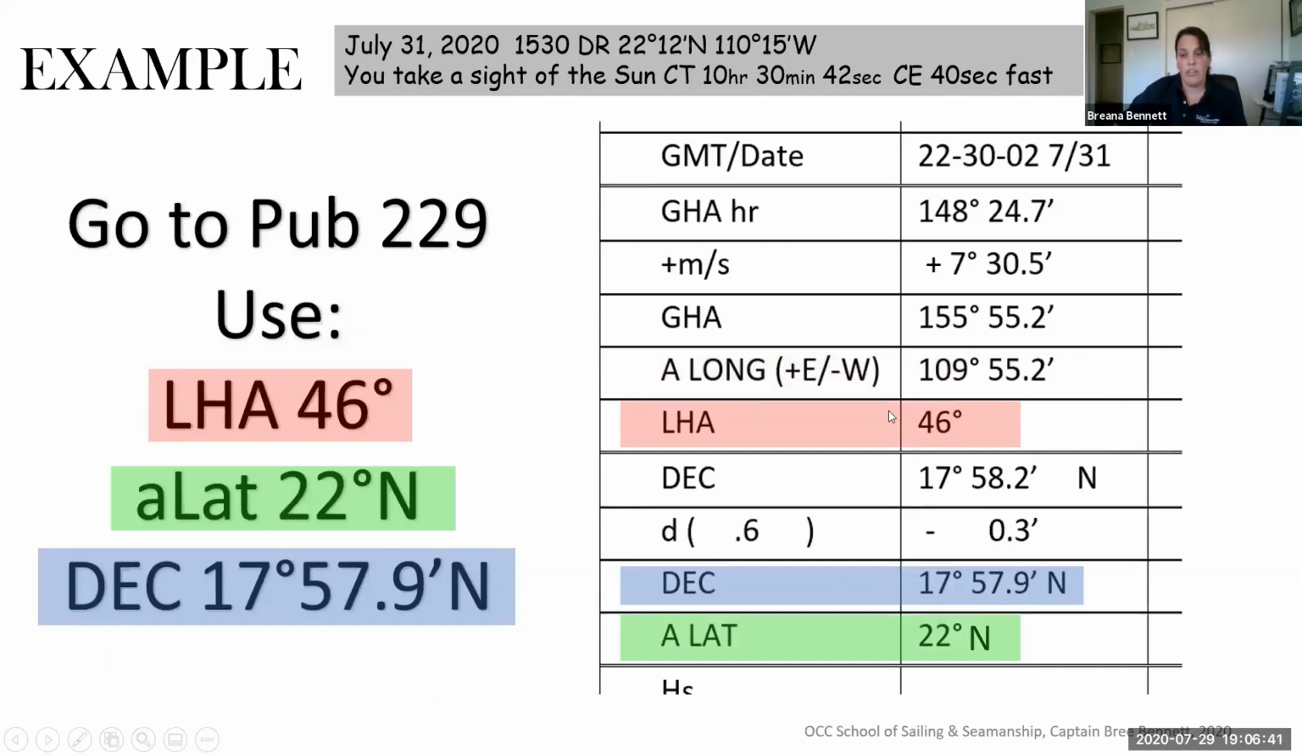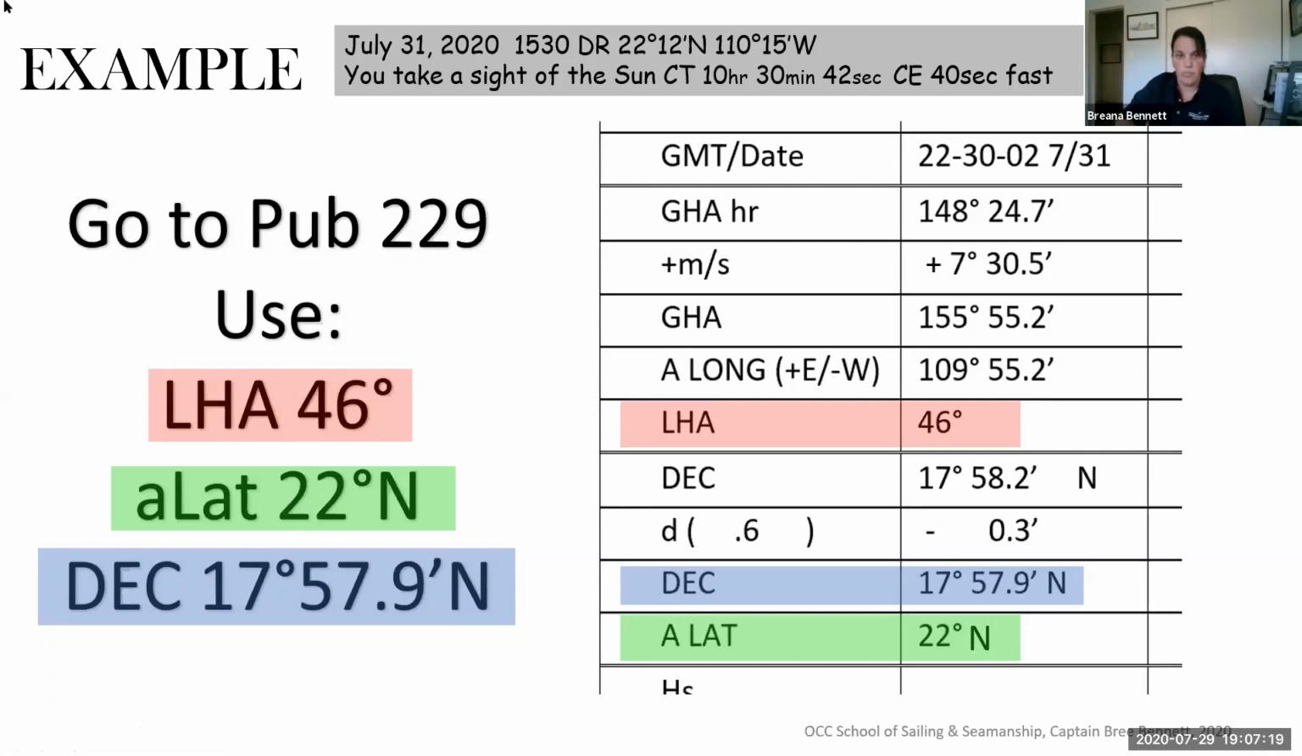Okay. So now we have the 3 values that we could go into Pub 229 with. We have LHA, latitude, and declination. My LHA and latitude are in whole degrees, so the only thing that I'm interpolating is my declination. So I'm just interpolating on the declination side. So that makes it easier. So let's find our LHA of 46 degrees and an assumed latitude of 22.